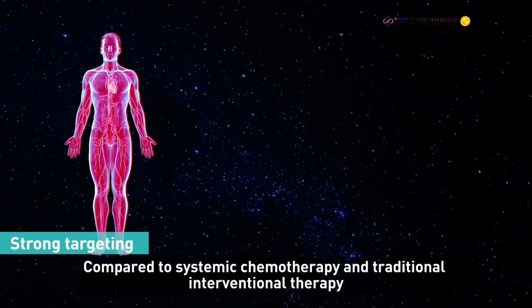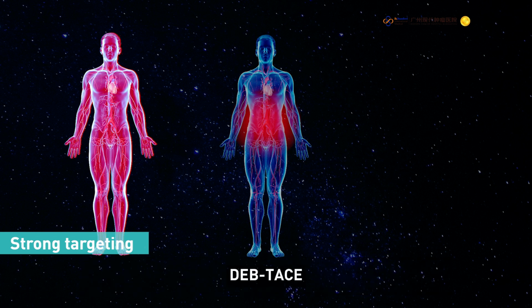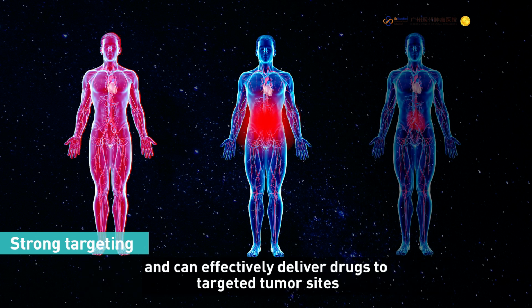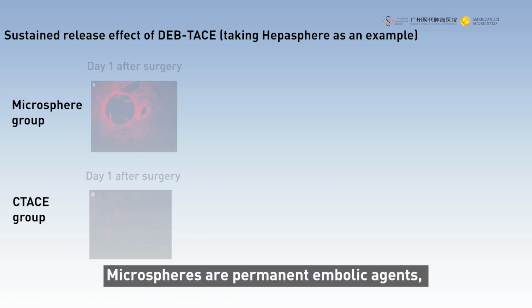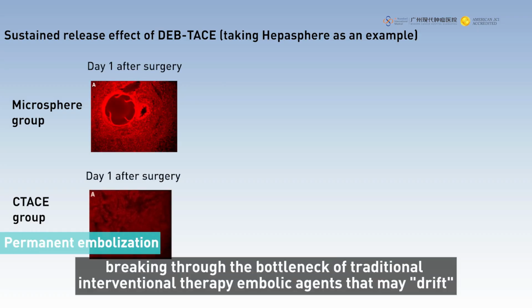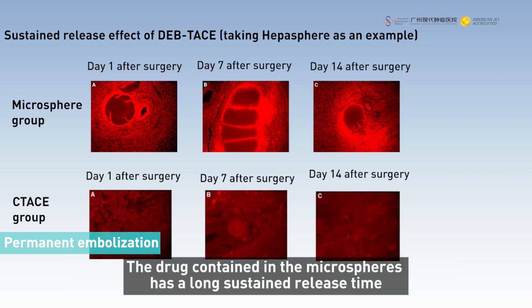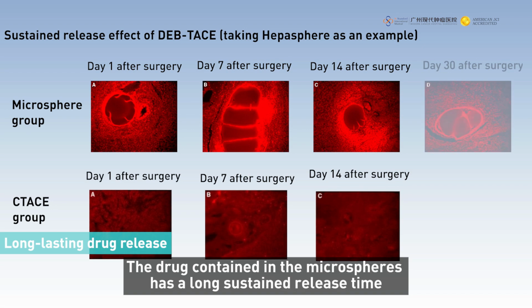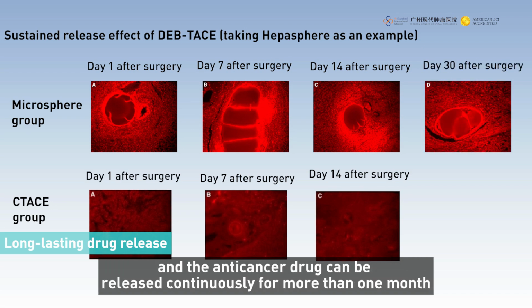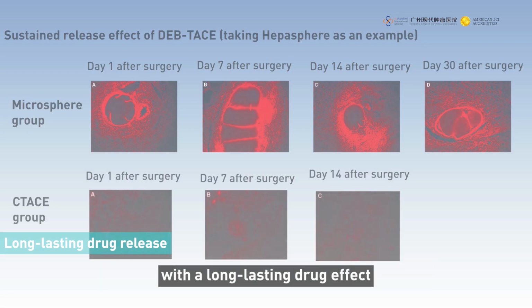Compared to systemic chemotherapy and traditional interventional therapy, DEB-TACE has stronger targeting and can effectively deliver drugs to targeted tumor sites. Microspheres are permanent embolic agents, breaking through the bottleneck of traditional interventional therapy embolic agents that may drift or dilute over time. The drug contained in the microspheres has a long sustained release time, and the anti-cancer drug can be released continuously for more than 1 month with a long-lasting drug effect.